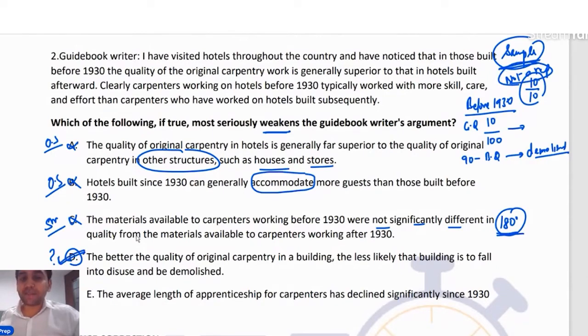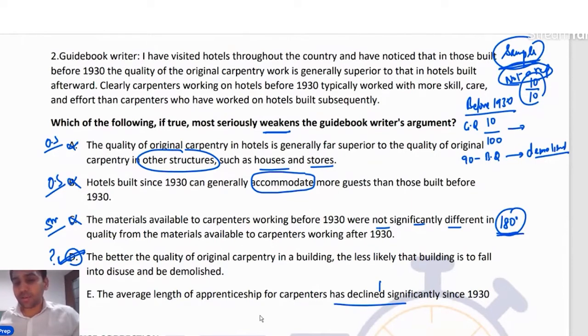And by the way, if you could not really think of this logic, understand you could have simply held on to option D and looked at option E instead. And E is quite the opposite of what we're looking for. E says the average length of apprenticeship for carpenters has declined significantly. So if the average length of apprenticeship for carpenters has declined significantly, isn't that going to strengthen the argument?